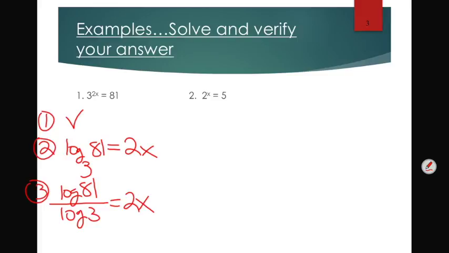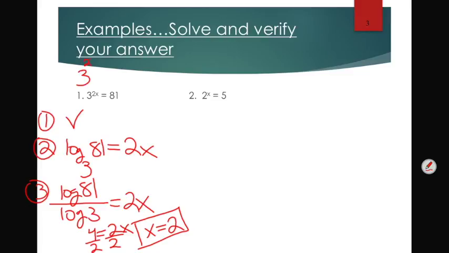So when I do that, either the change of base or the change of base formula, I get 4. So 4 equals 2x. Then divide that guy by 2, divide that guy by 2, we get x equals 2 for my solution.